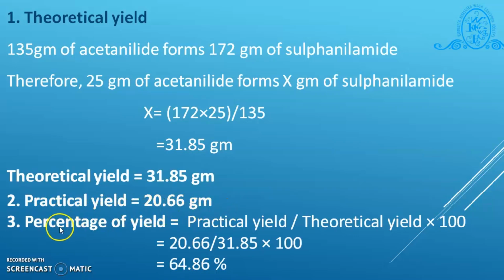Now we calculate the percentage yield by using the formula, that is practical yield divided by theoretical yield into 100. Now we put these values into the formula. Practical yield is 20.66 and theoretical yield is 31.85, into 100. So here 64.86% is obtained as the percentage yield.